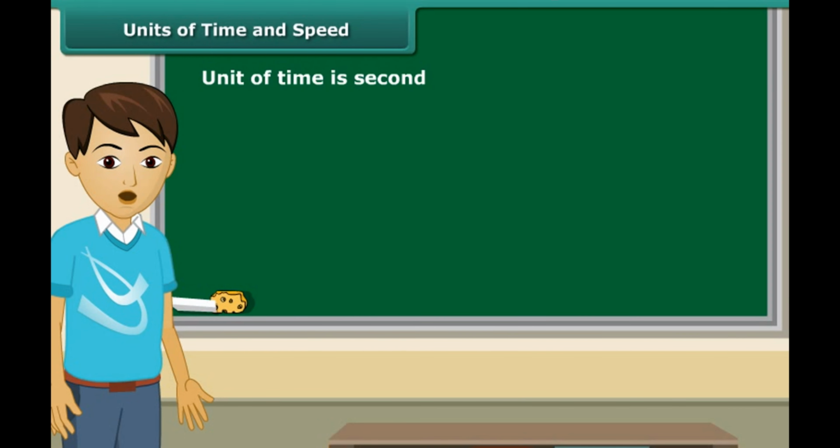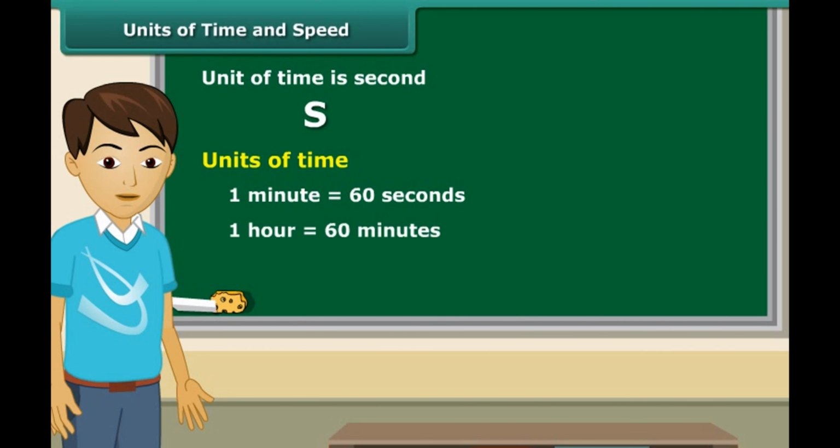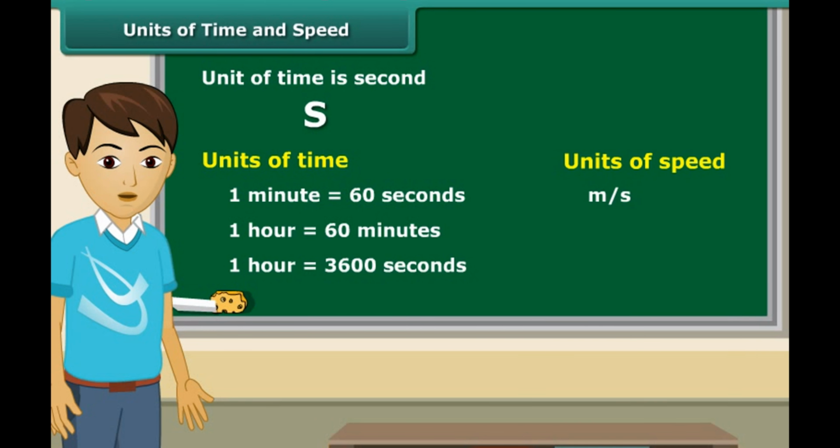The basic unit of time is second. Its symbol is S. Larger units of time are minutes and hours. 1 minute is equal to 60 seconds and 60 minutes are equal to 1 hour. The basic unit of speed is meter per second. We can also express it in other units such as meter per minute and kilometer per hour. We write the symbols of all units in singular.